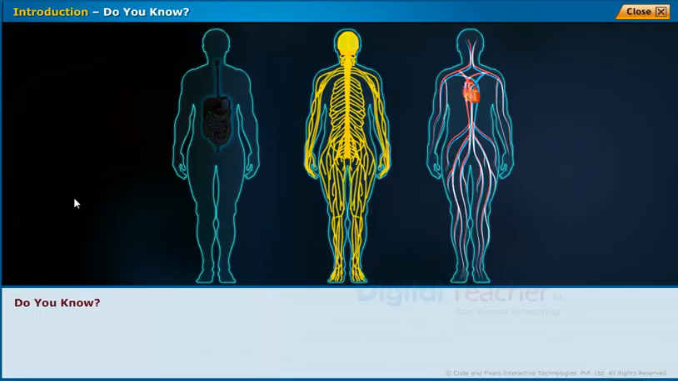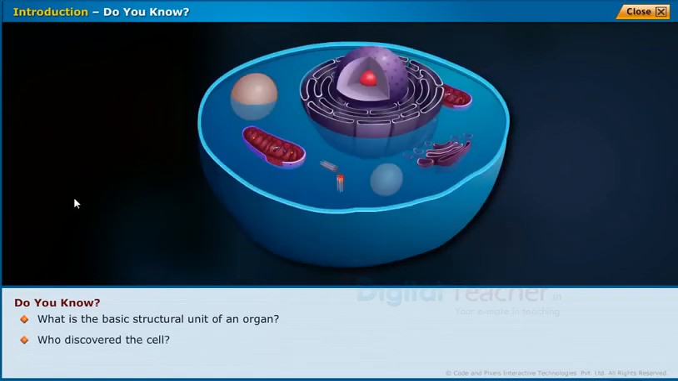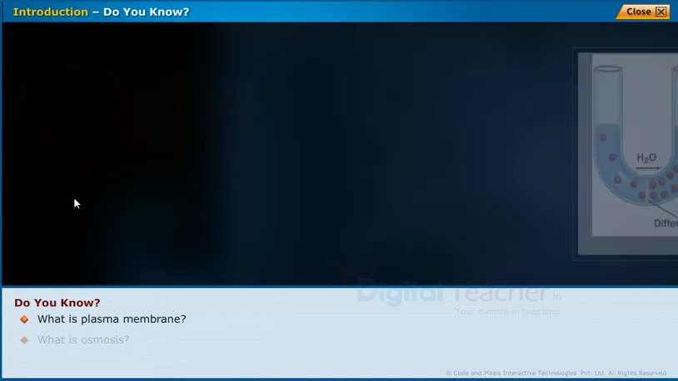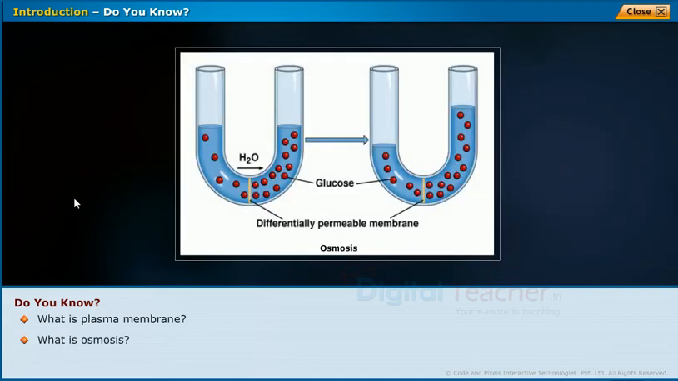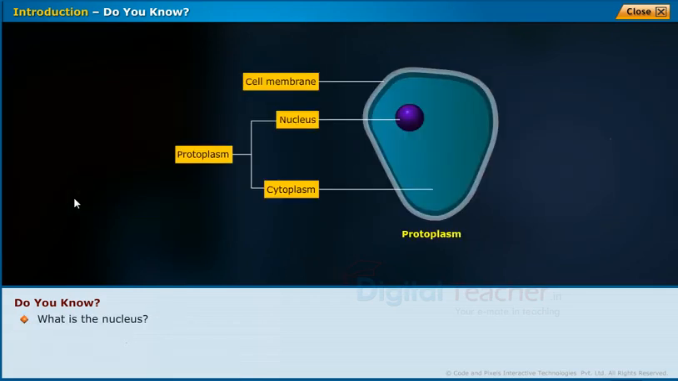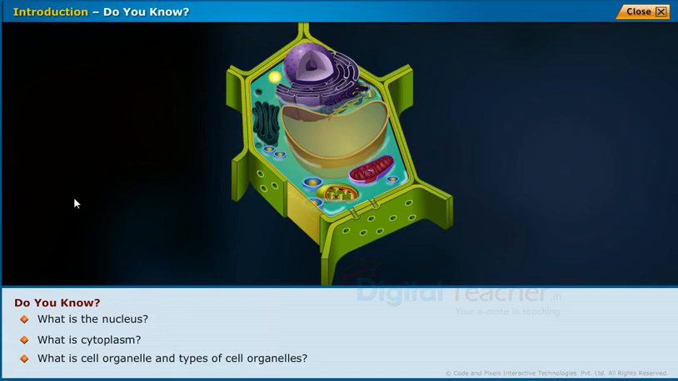Do you know what is the basic structural unit of an organ? Who discovered this cell? What is the size and shape of this cell? What is plasma membrane? What is osmosis? What is cell wall and its importance? What is the nucleus? What is cytoplasm? What is cell organelle and types of cell organelles?